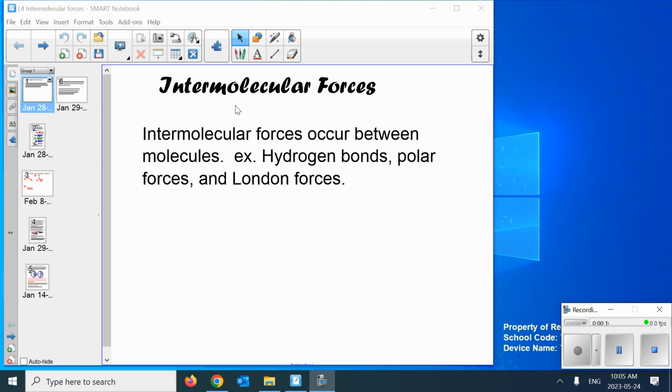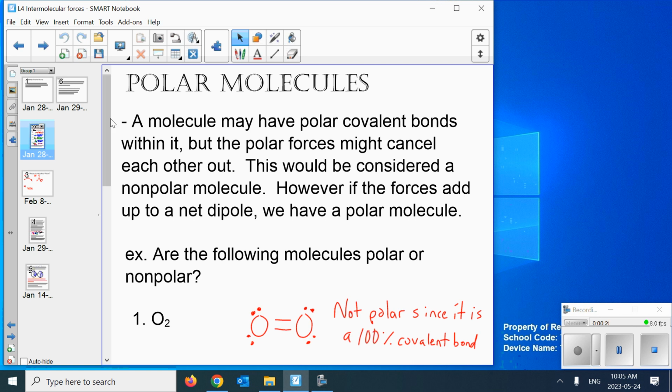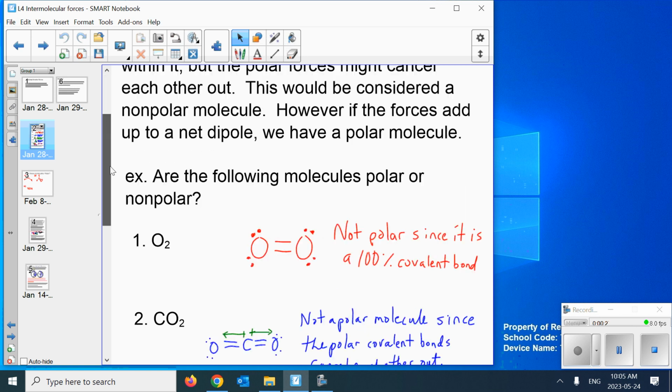And the three types that we're going to talk about are hydrogen bonds, which is actually a type of polar bond, more about that later, and London forces. Okay. We have already had a little introduction to this the other day.